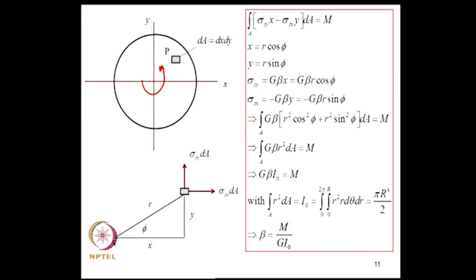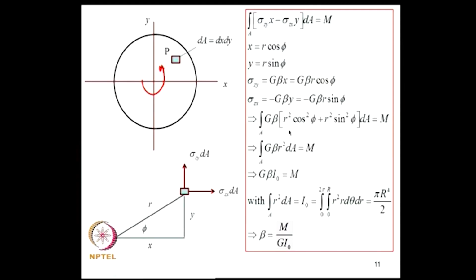Now, we have to take moments about the origin and equate it to the applied moment, and the integral over the area should be equal to the applied moment couple. Now, this is the boundary condition. Now, let us run through this calculation. We have x is r cos phi and y is r sin phi. This is a polar coordinate system. So, stresses can be expressed in terms of r and phi by writing for x and y these relations, and we get this.